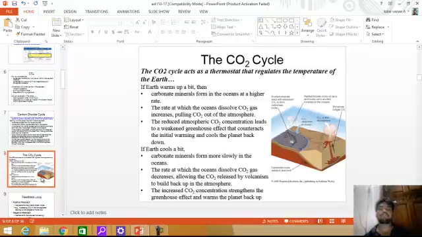The CO2 cycle acts as a thermostat that regulates the temperature of the earth. If the earth warms up a bit, then carbonate minerals form in the ocean at a higher rate. The rate at which the ocean dissolves CO2 gas increases, pulling CO2 out of the atmosphere. The reduced CO2 concentration leads to a weakened greenhouse effect that counteracts the initial warming and cools the planet back down. If Earth cools a bit, carbonate minerals form more slowly in the oceans. The rate at which the ocean dissolves CO2 gas decreases, allowing the CO2 released by volcanism to build back up in the atmosphere.